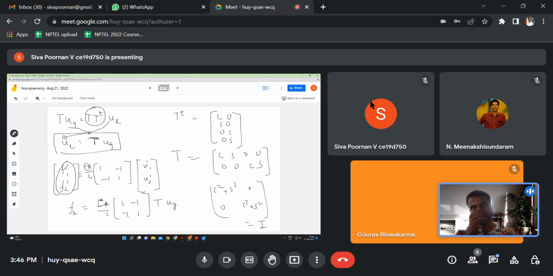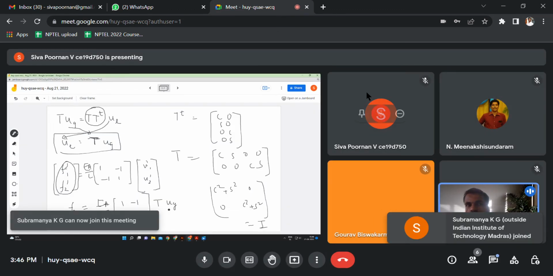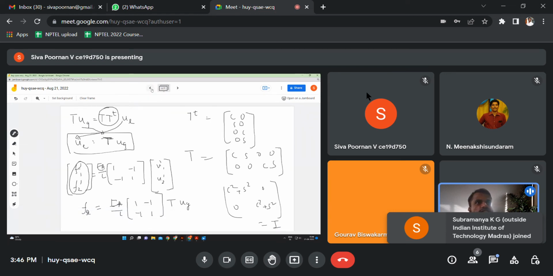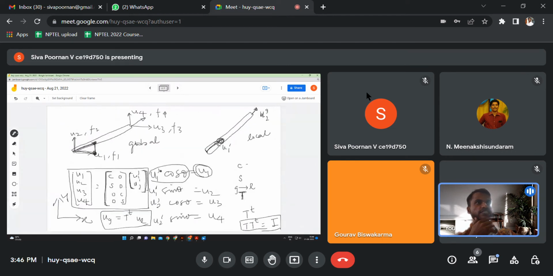So basically I'm able to relate FL to UG, but actually what I should be doing is relating FG to UG. You can also convert forces from global to local, and it follows the same procedure. Instead of writing u1 dash cos theta is equal to u1, we could also write f1 dash cos theta is equal to f1, right? If you have forces f1 dash and f1 here, from taking components we know that f1 dash cos theta is equal to f1. So that also follows the same law, right?